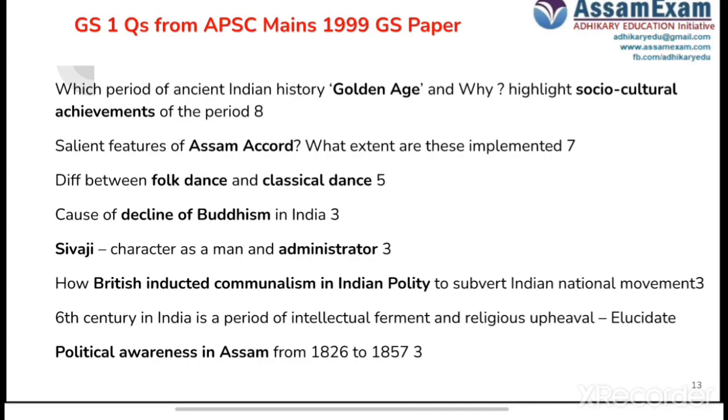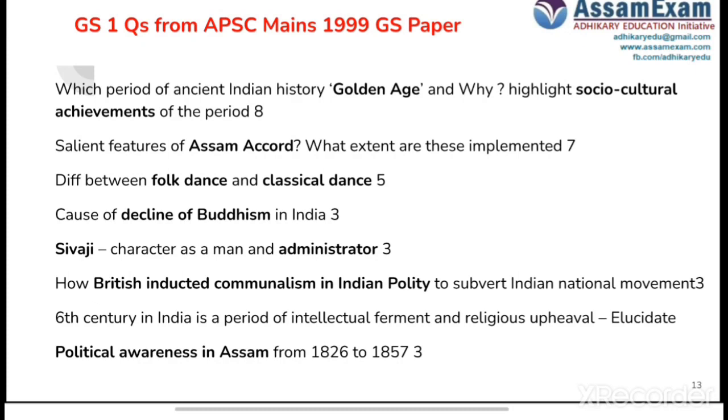Features of Assam Accord and to what extent these are implemented. Assam Accord, as you are aware, is an agreement signed between the Government of India and the protesters in Assam, and so many points were decided upon. To some extent some points are implemented and some are yet to be implemented, and this is a very important topic. At least if not in GS paper 1, it can be asked in GS paper 5 also.